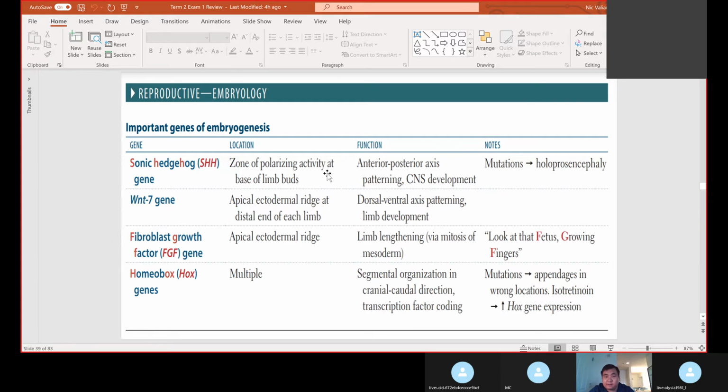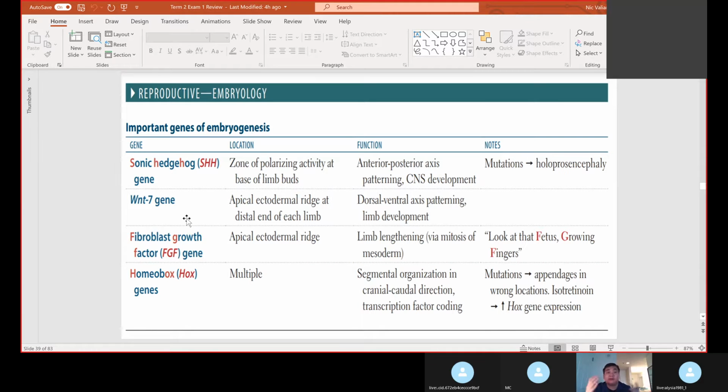Is it Down syndrome, Edwards, or Patau? Did you talk about this one or not yet? I don't think so. Holoprosencephaly is a hallmark of what trisomy disorder? 21 is Down's, 18 Edwards, 13 Patau. What trisomy disorder? So think holoprosencephaly, trisomy 13. This is your Patau syndrome.